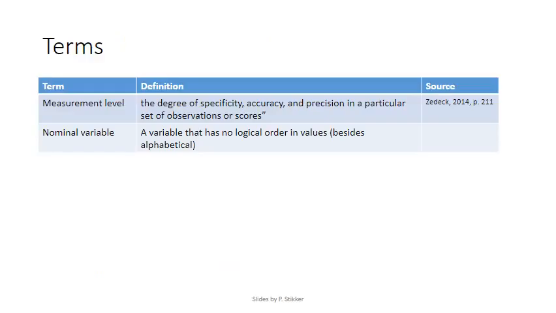So in this segment we discussed quickly and briefly measurement level and saw the first measurement level known as nominal. In the next segment we will discuss the other measurement levels, ordinal, interval and ratio.